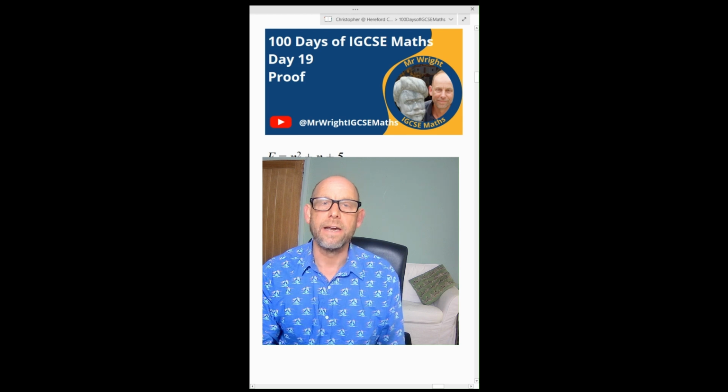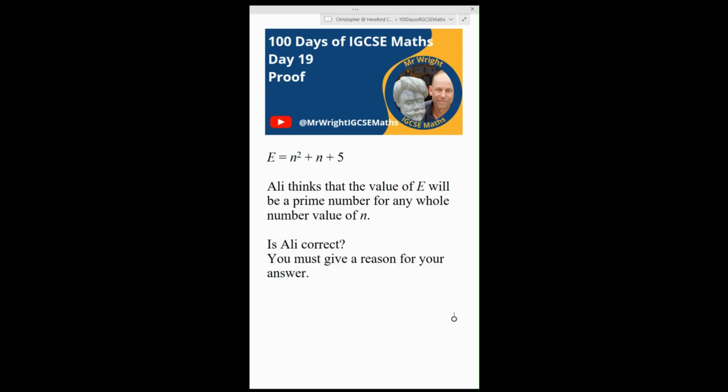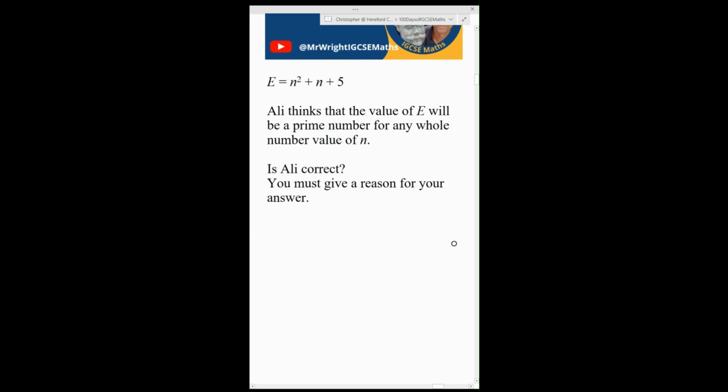It's day 19, and we're looking at a GCSE question about proof. Now's your chance to pause if you want to try the question before I do. Okay, we need to see if the value of e is a prime number for any value of n. For instance, if I try n is 1, then e would be 1 squared plus 1 plus 5, which is 7. It is a prime.